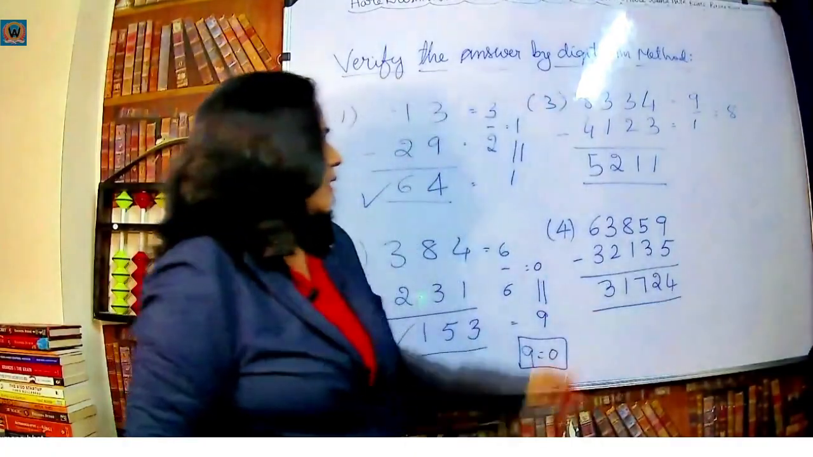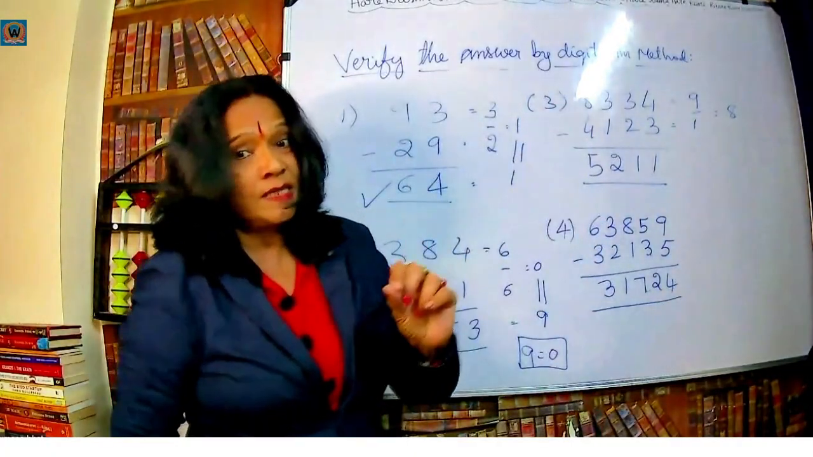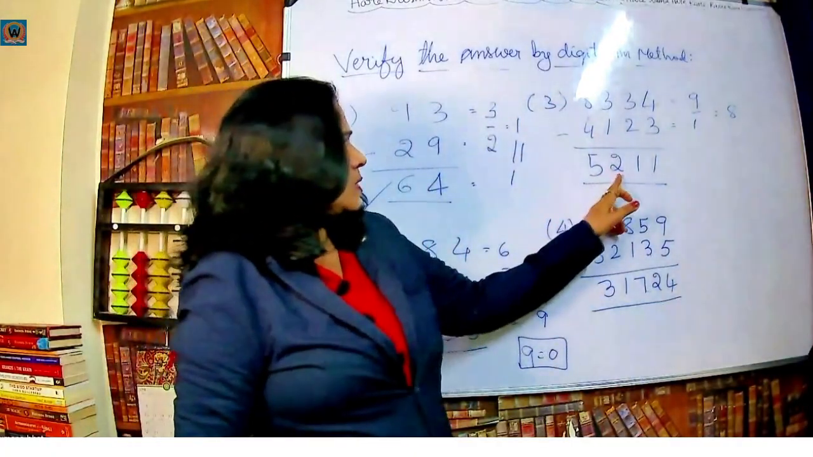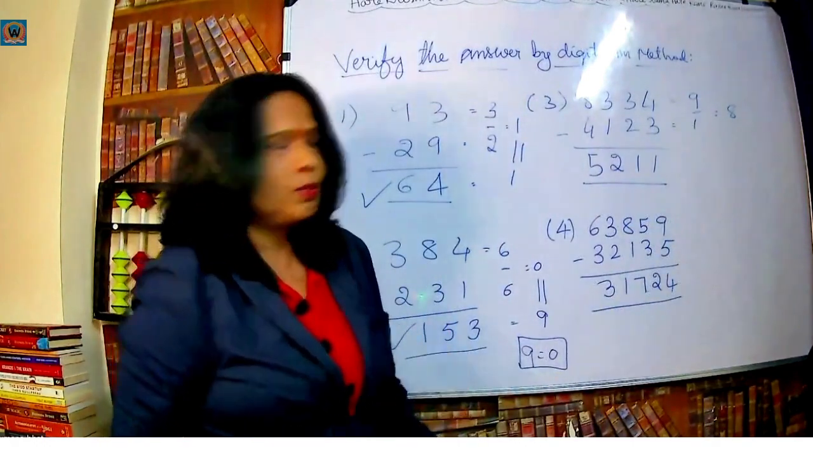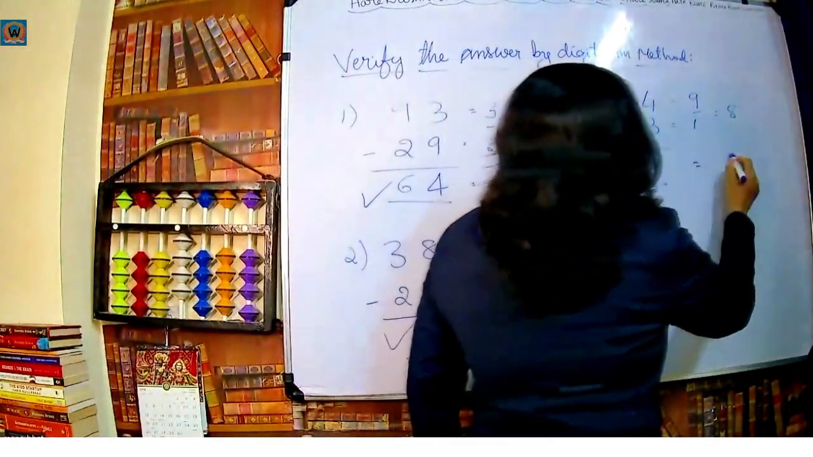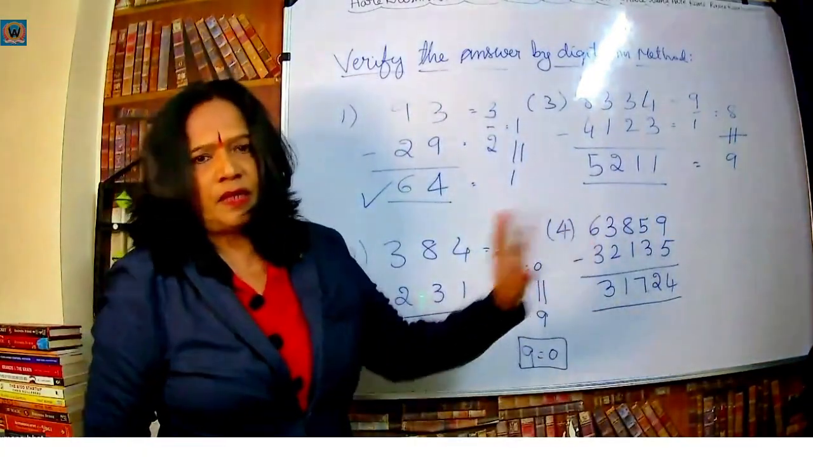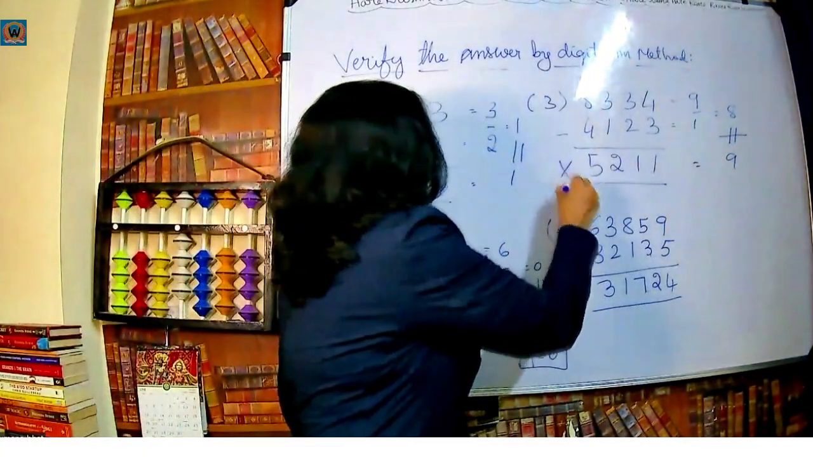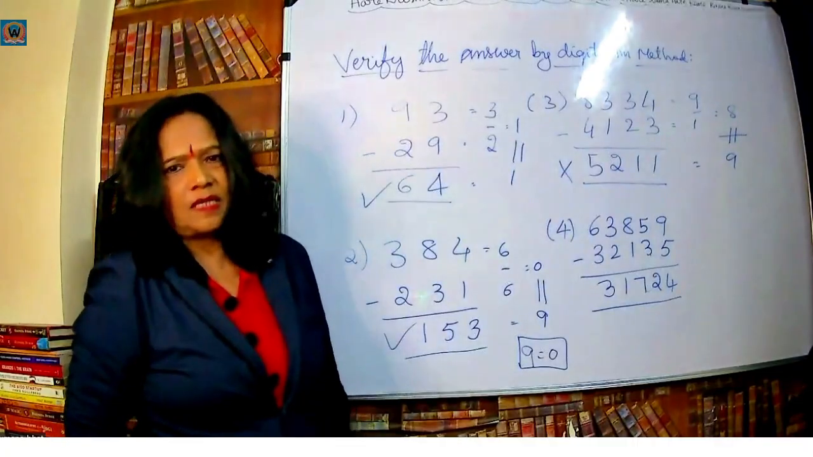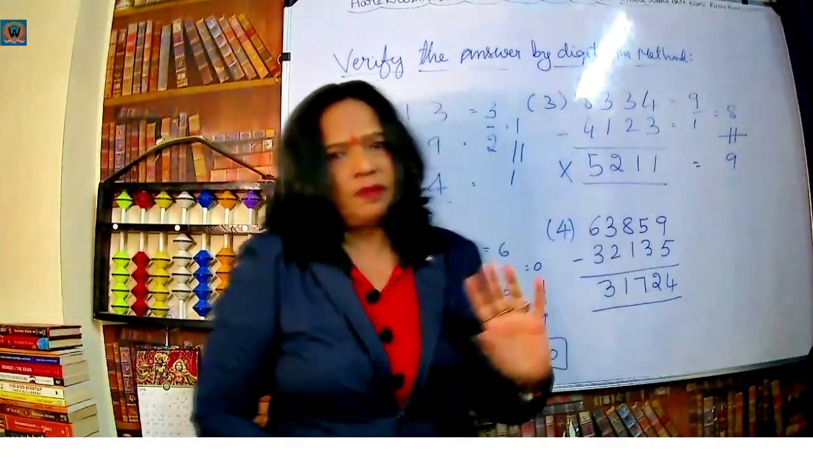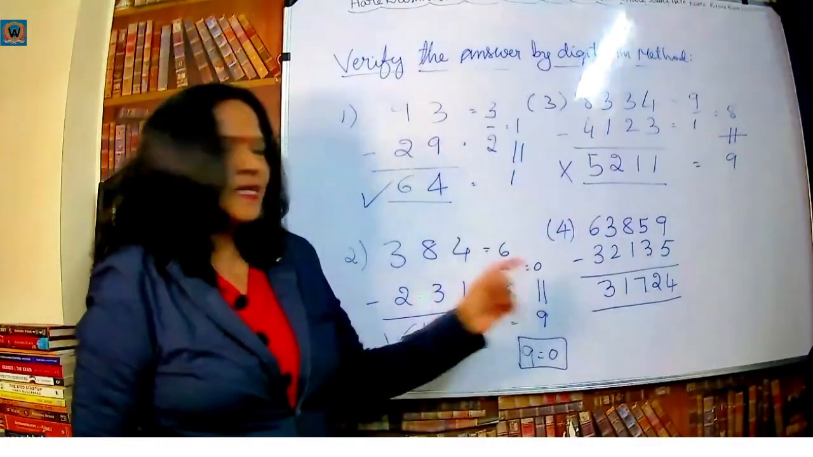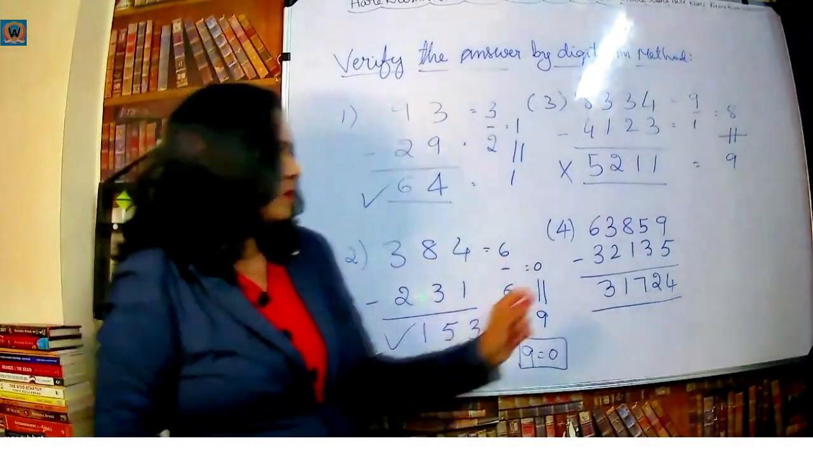Okay, that is 8. Here what is the number we are going to get in the answer? That we will see. 5 plus 2, 7. 7 plus 2, 9. 8 is not equal to 9. So the answer which is given is not correct. The answer is not correct because the digit sum we did not get the same. That's why this is not correct. Let us see one more which we have.